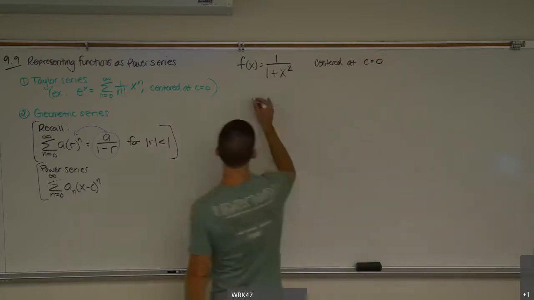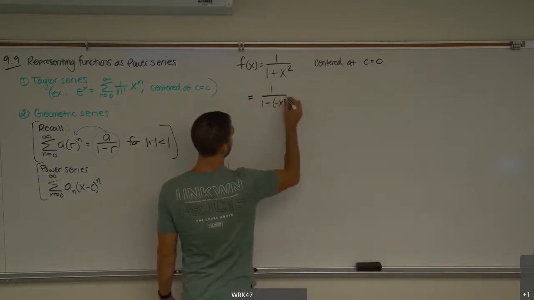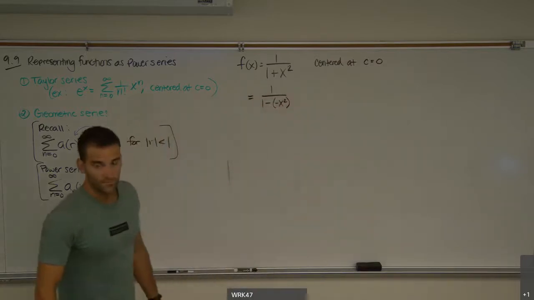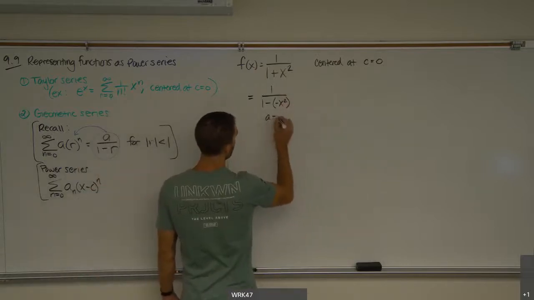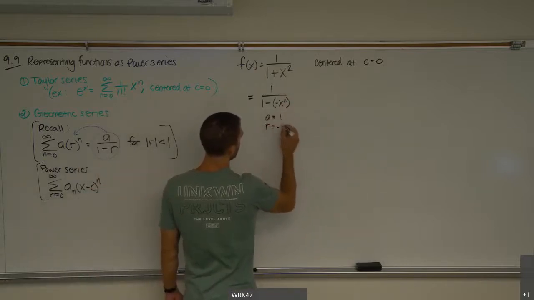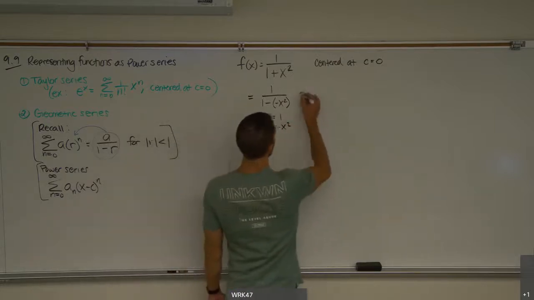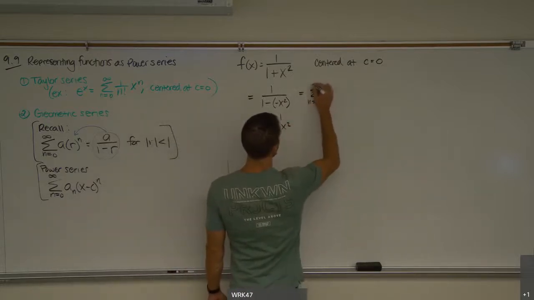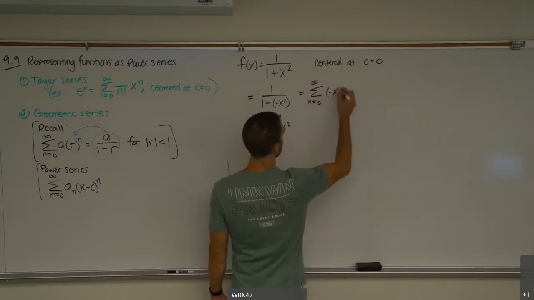Well, we just need to do a little algebraic manipulation, the double negative thing. It's already centered at 0. X minus 0 is nothing, so we have a is 1, r is negative x squared. And so we can write this as an infinite series very easily. A is 1, so it doesn't do anything. R, negative x squared to the n.